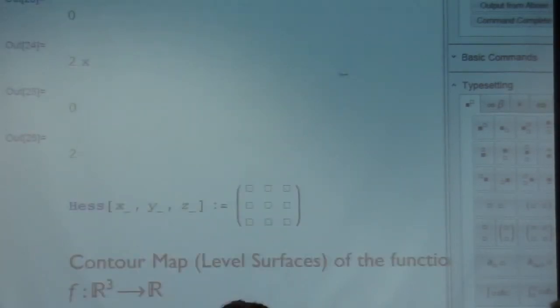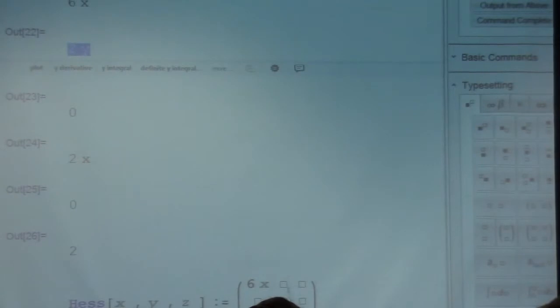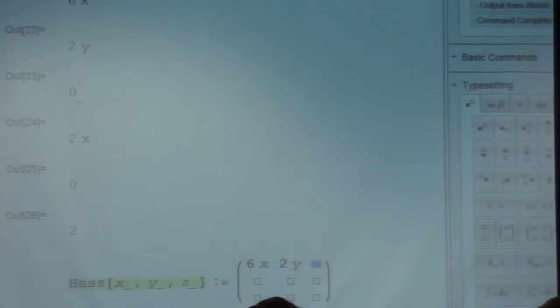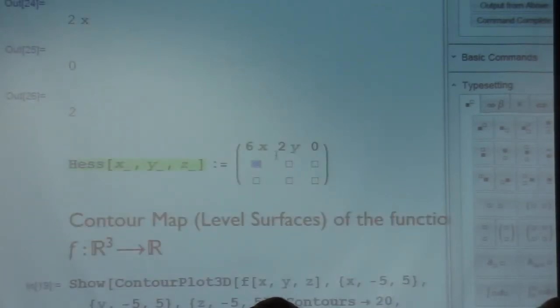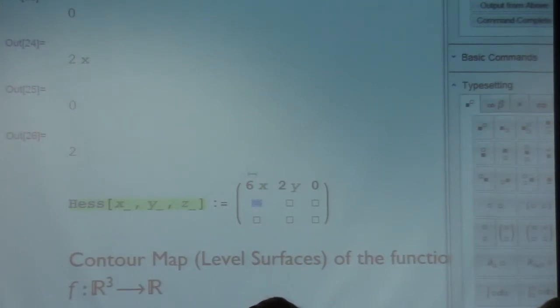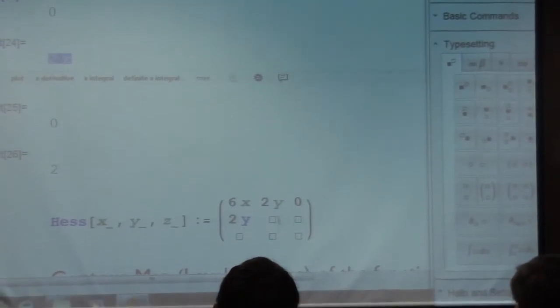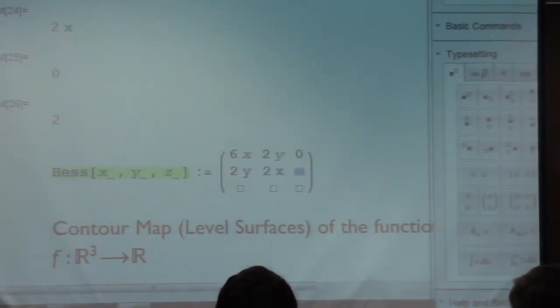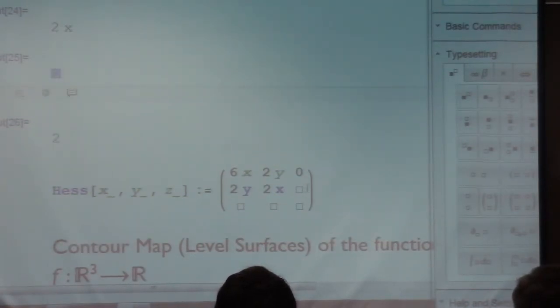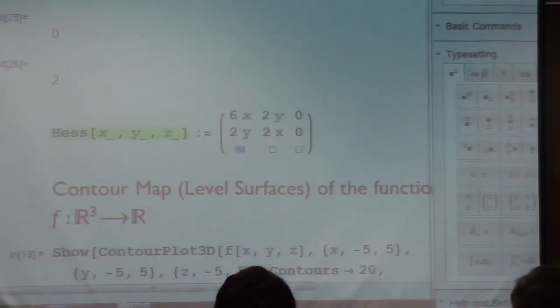All right, let's go ahead and put these functions in here. 6x is fxx. 2y is fxy. 0 is fxz. By symmetry, fyx is 2y. fyy, that's the 2x here, right? That's 2x. Yeah, should be 2x here. fyz, that's the 0 there. By symmetry, we get 0 here, and then 2.